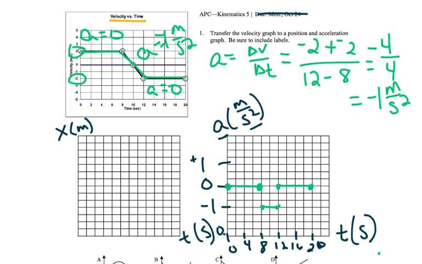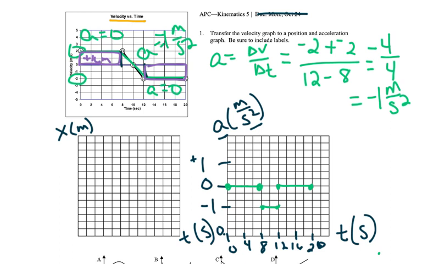So now I'm not going to look at slope on this graph. I have to look at area, okay? So I'm going to break this into 4 different figures. It has a rectangle right here with a height of 2 and a width of 8. That gives me a displacement of a positive 16 meters.